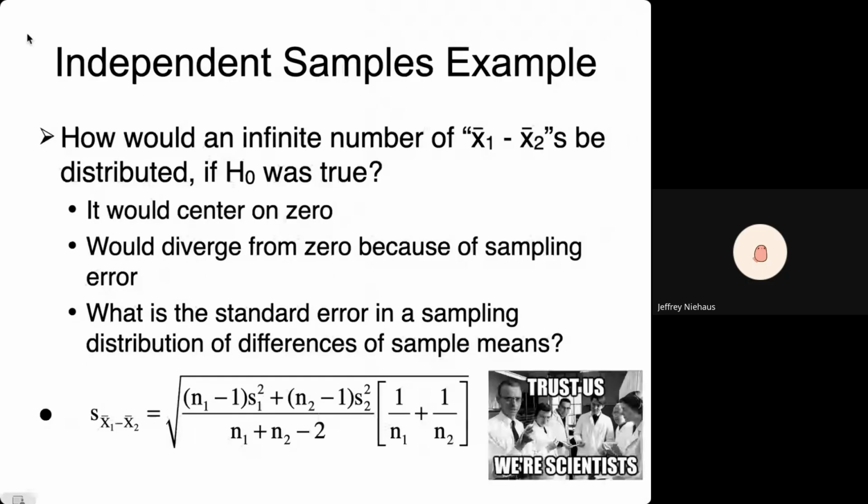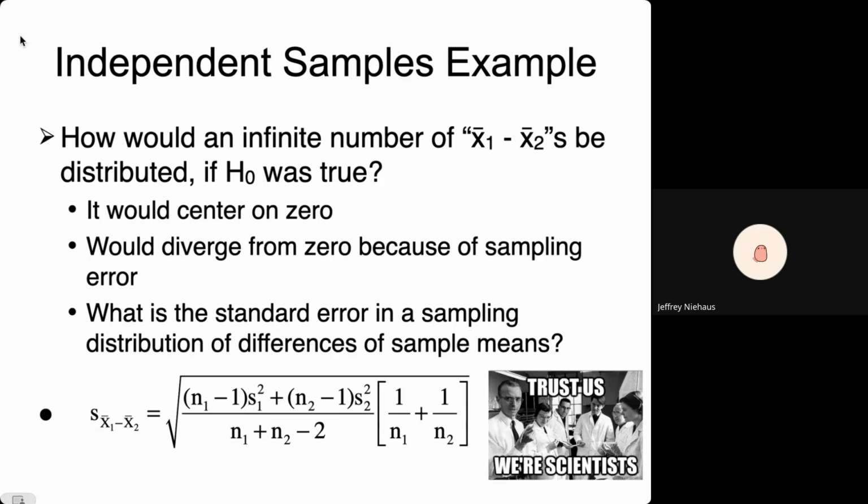All right. Every time we do a hypothesis test, we also need a standard error. This one is a little complicated. It is this formula here at the bottom. It involves taking the sample size of the first group, N sub 1, the sample size of the second group, N sub 2, and the standard deviations from each sample. That's S sub 1 and S sub 2.